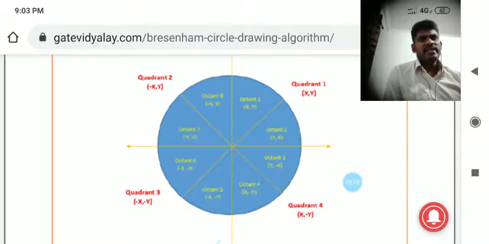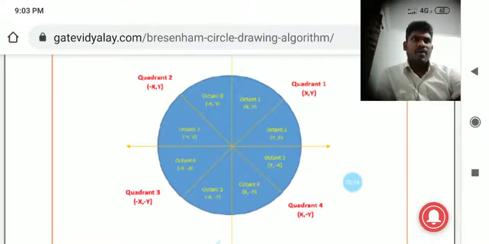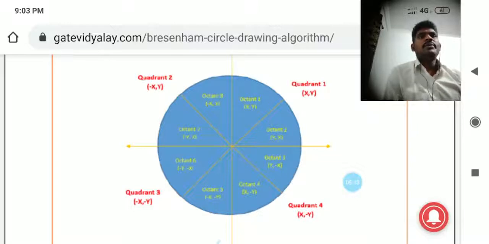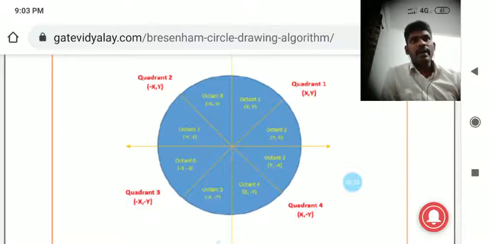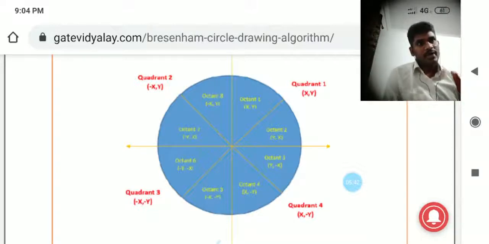You may have a doubt, why, sir? I will tell you. This type of equal distribution of the circle is called symmetry. Symmetry means the same type of parts, equal parts, 8 equal parts. So we can divide a circle into 4 quadrants or 8 octants. Each part contains 1 octant, and there are 8 octants in total. The angle in 1 octant is 45 degrees.